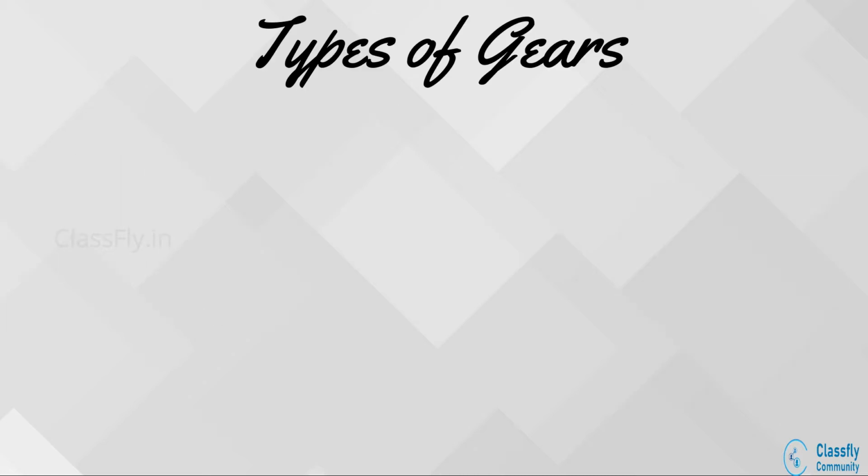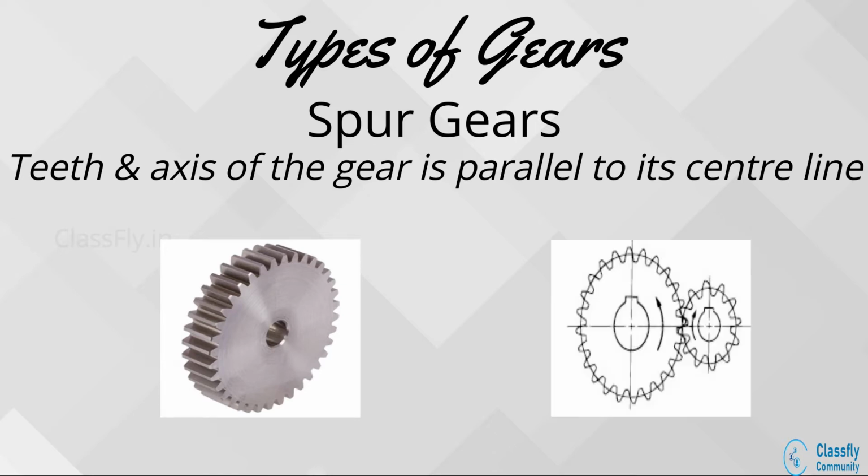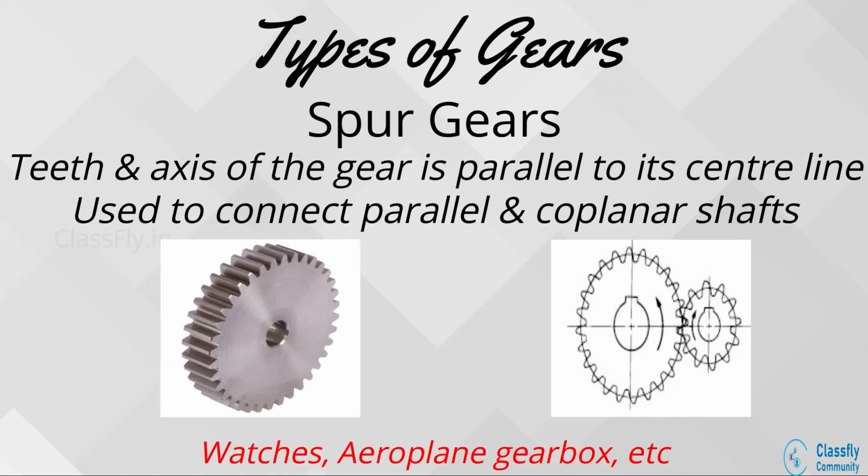Now, let us see the classification of the gears. Spur gear. Well, these are the gears whose axes are parallel and also the teeth are parallel to the center line of the gear. These gears are used to connect the shafts which are parallel and coplanar. These are used in watches and gearboxes in aeroplanes.